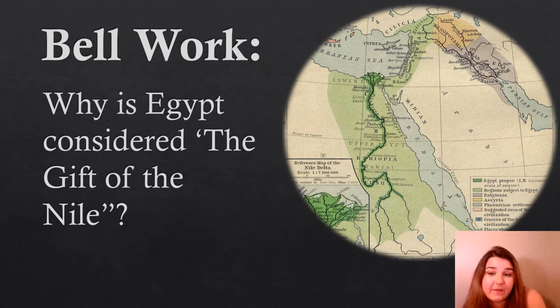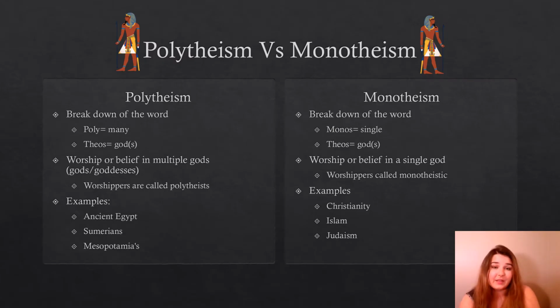If you take a look at the map located on the screen, you'll see that the areas around Egypt are super dry, but the little strip right in the middle that corresponds with the Nile is very green in color. This shows you just how important the Nile was to the Egyptians, because without it, the civilization would not be able to happen where it's at. So now that we've completed the bell work, let's move on to the actual lesson.